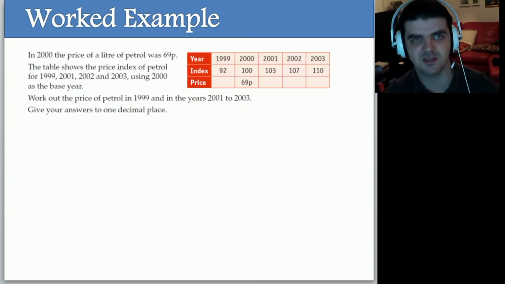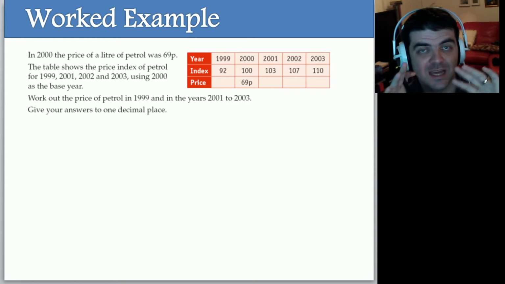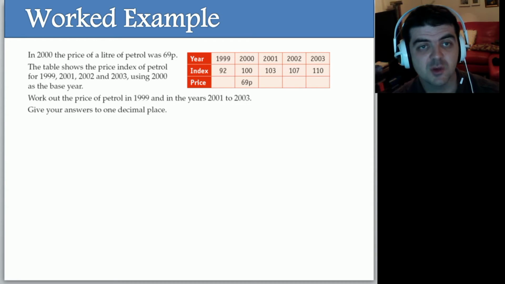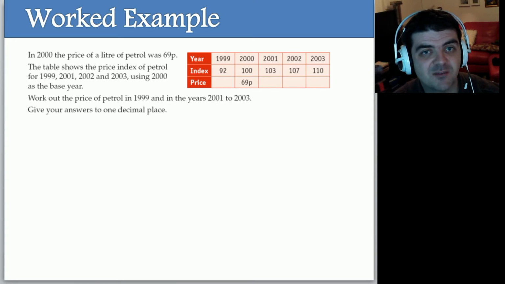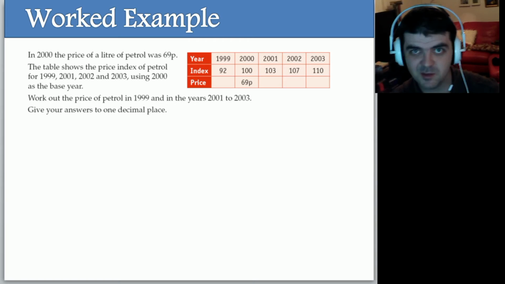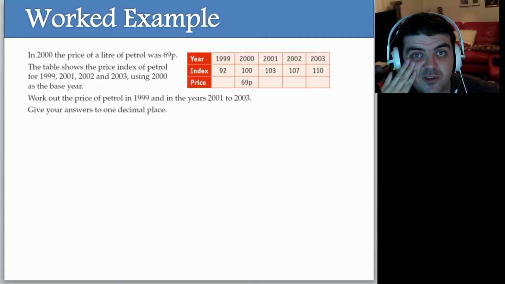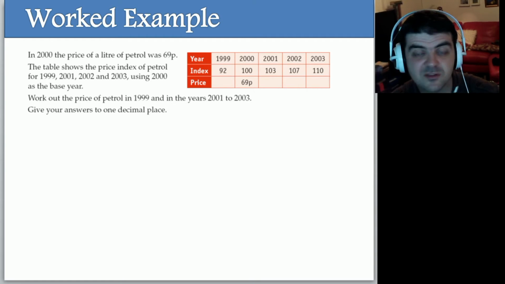So let's look at this example. It's one with a nice table, and you can use your calculator for it in the exam, which is always good. In 2000, the price of a litre of petrol is 69p. The table shows the price index of petrol for 1999 to 2003, with 2000 as the base year. So that's the year where they decided this is the 100%, the one every other one is going to be based off. Work out the price of petrol in 1999 and in the years 2001 to 2003. Give your answers to one decimal place.